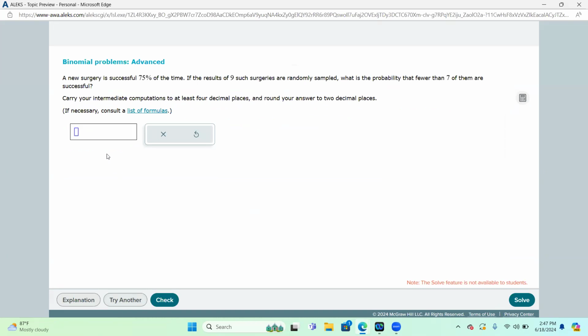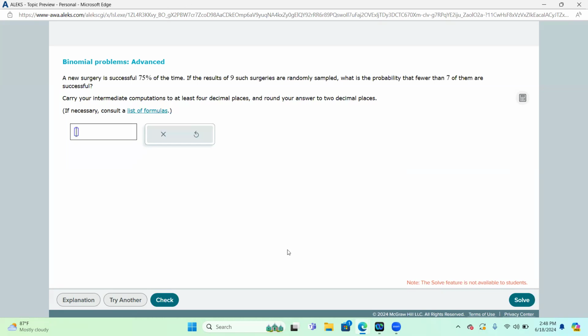Let's try this one. It says a new surgery is successful 75% of the time. If the results of 9 such surgeries are randomly sampled, what is the probability that fewer than 7 of them are successful? Okay. So we have P at 0.75, N is equal to 9, and we want fewer than 7.